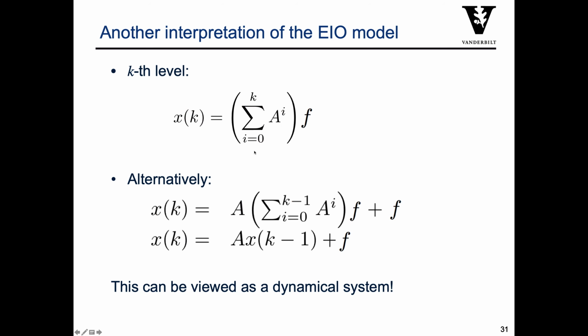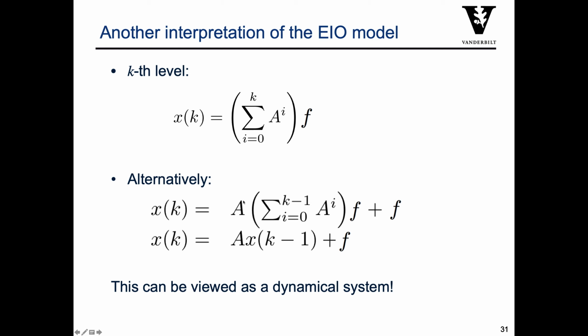In other words, this kth level of demand, or the kth level of total output required to satisfy this final demand, can be rewritten in this way. Okay, there's nothing special being done there. I've just pulled the F term outside of the summation. What I'm allowed to do, though, is pull one of these A's inside the summation to the outside. So instead of summing from i equals 0 to k, I can instead sum from i equals 0 to k minus 1. I'm allowed to do that because at the end of the day, I'm going to multiply all those terms by A out here as well.